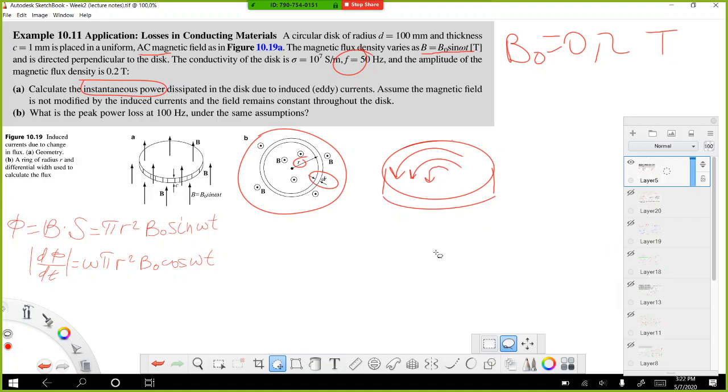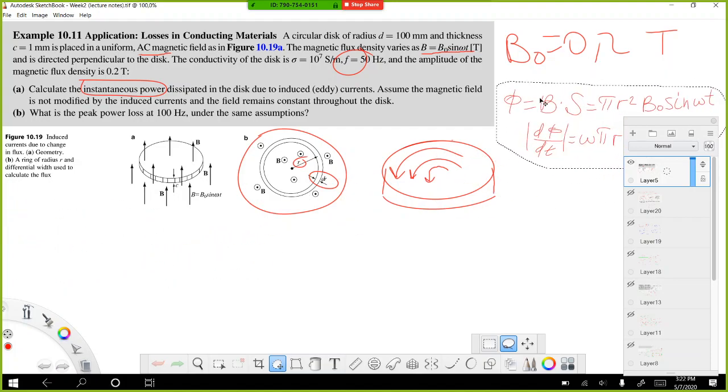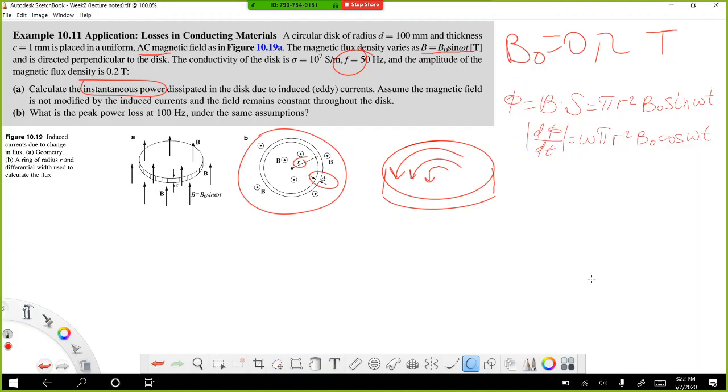Now, maybe I'll move it here in order to have more space. So, okay. Now we derived the expression for electromotive force. And now to calculate the power, we need the resistance of the ring. The resistance is calculated for a ring of length 2πr and cross-sectional area equal to c times dr.